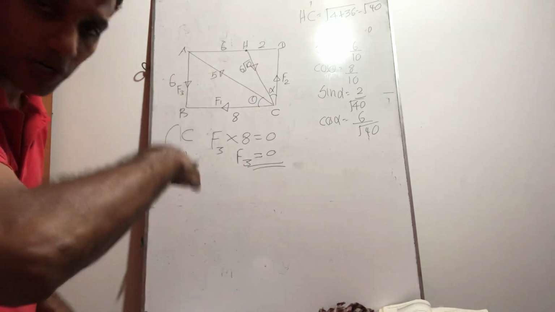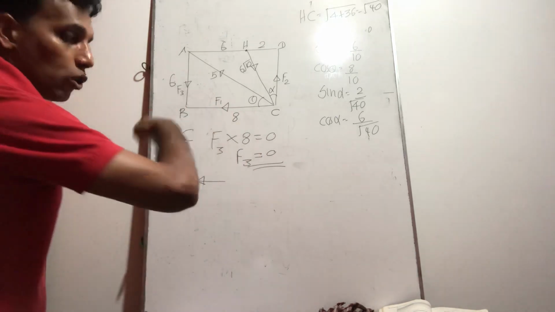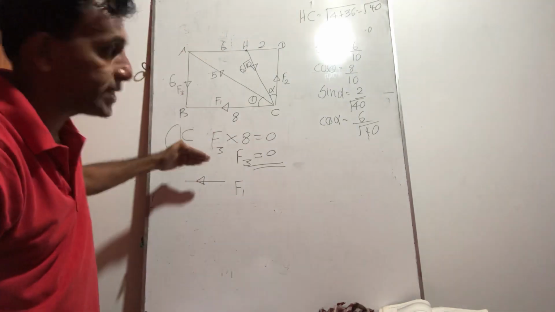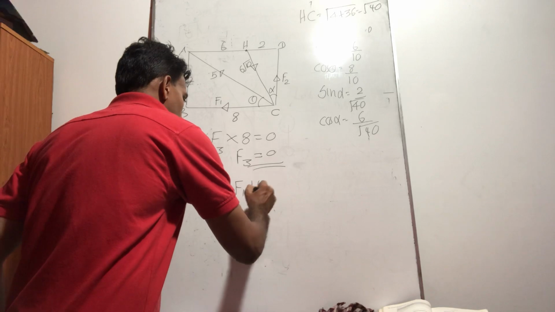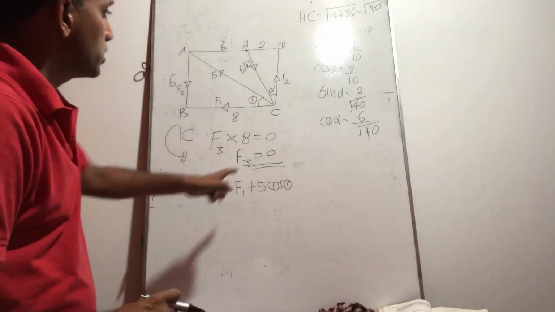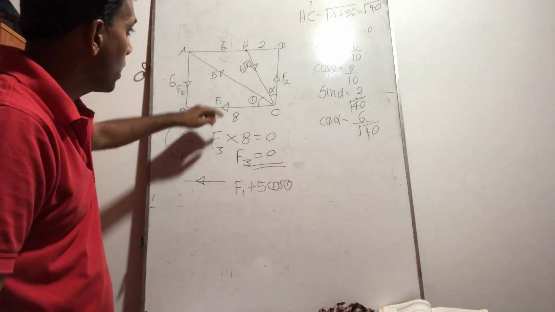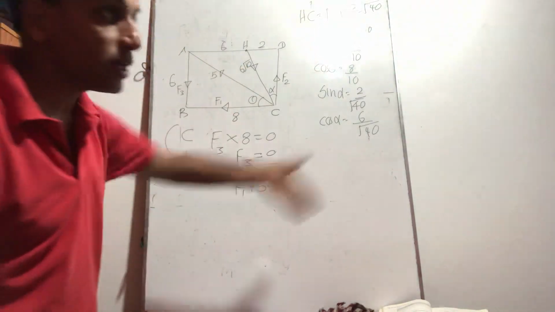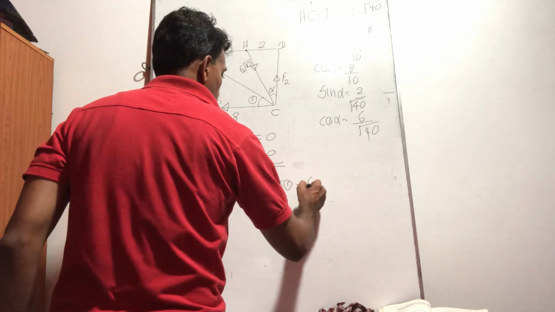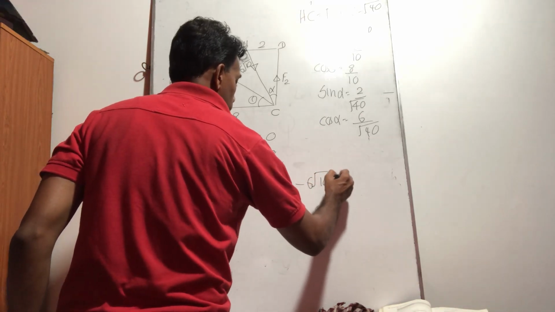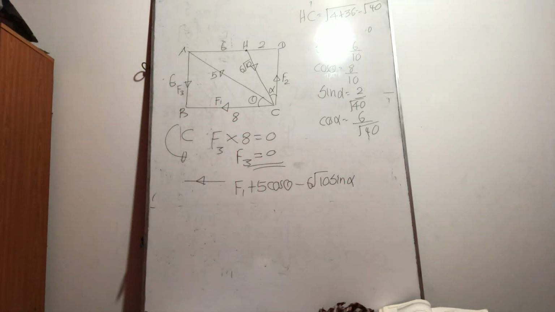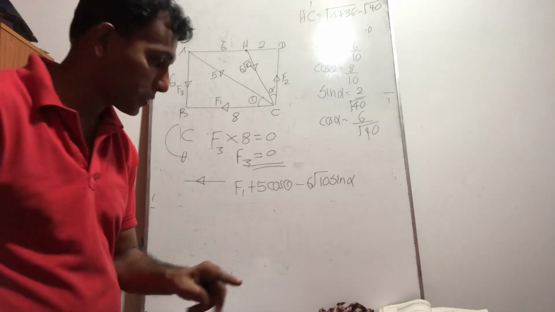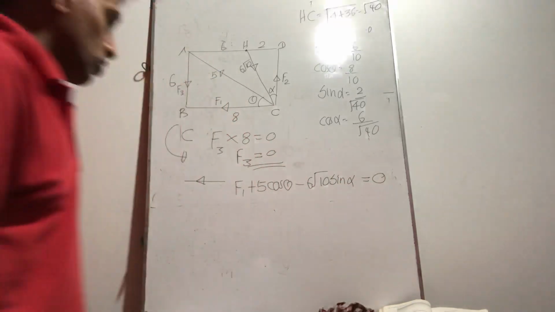So next I resolve horizontally. What are the forces? Here F1, and plus 5 cos theta. F2 is vertical, so it won't come. And this one, 6 root 10, here cos alpha, therefore here sin alpha, but the arrow is that side. I am resolving this side, therefore minus 6 root 10 sin alpha. Three forces come. The algebraic addition along horizontal or vertical is equal to 0 because the system is in equilibrium. Therefore equal to 0.